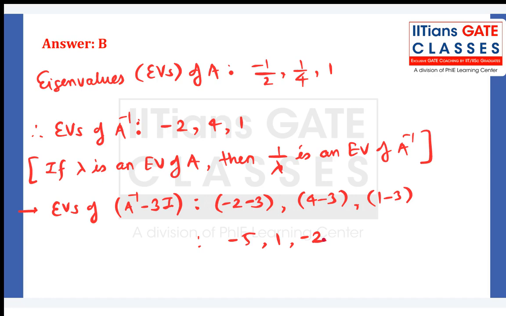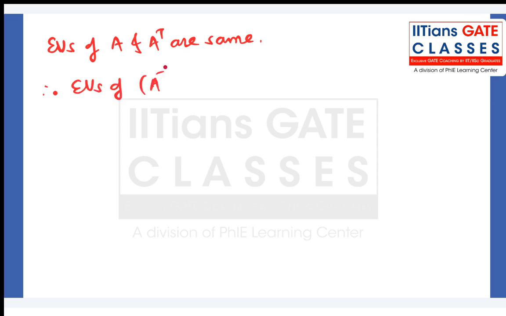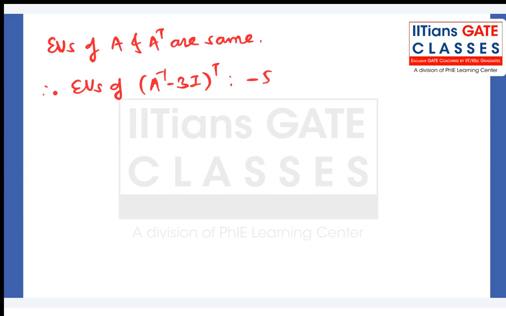Then the next step is to take the transpose in the definition of B. Basically we are trying to get the matrix B by doing these manipulations and directly get the eigenvalues for matrix B. You should know that another property of eigenvalues is that the eigenvalues of matrix A and A transpose are the same. Therefore the eigenvalues of this matrix, A inverse minus 3i transpose, will be the same as the A inverse minus 3i matrix eigenvalues. So even if you take the transpose, they are still minus 5, 1, minus 2.